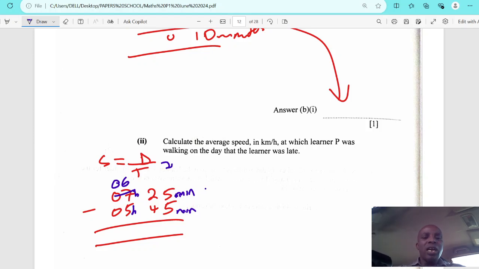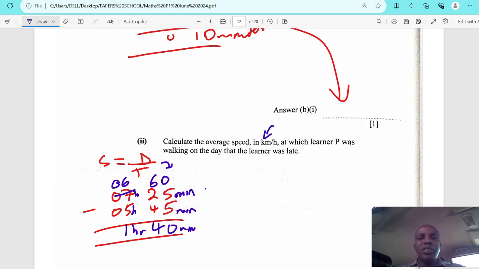If you borrow 1 hour, it's supposed to go to the minutes. You convert it to minutes, it's supposed to be 60 minutes. So 60 plus 25, it's 85. 85 minus 45 is 40. So it will be 40 minutes. Then here, 6 minus 5 is 1 hour. So it took 1 hour, 40 minutes.